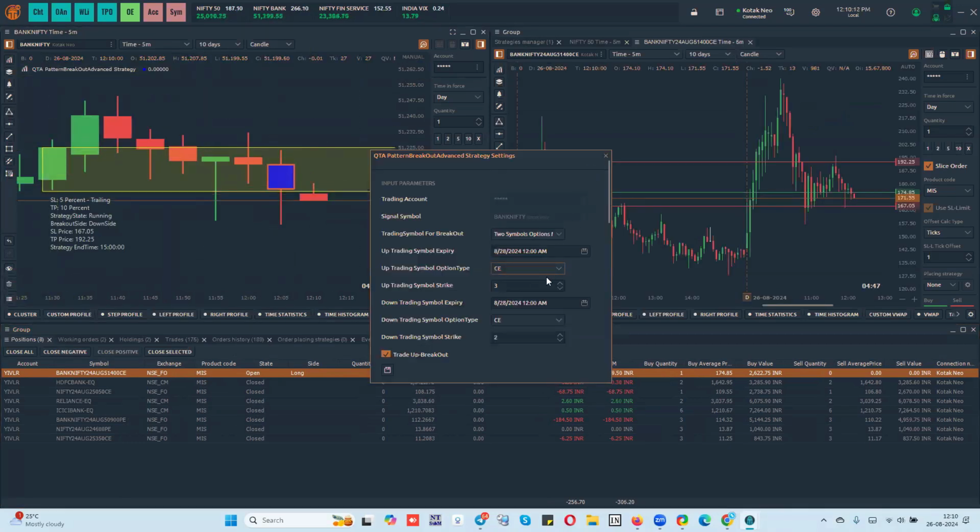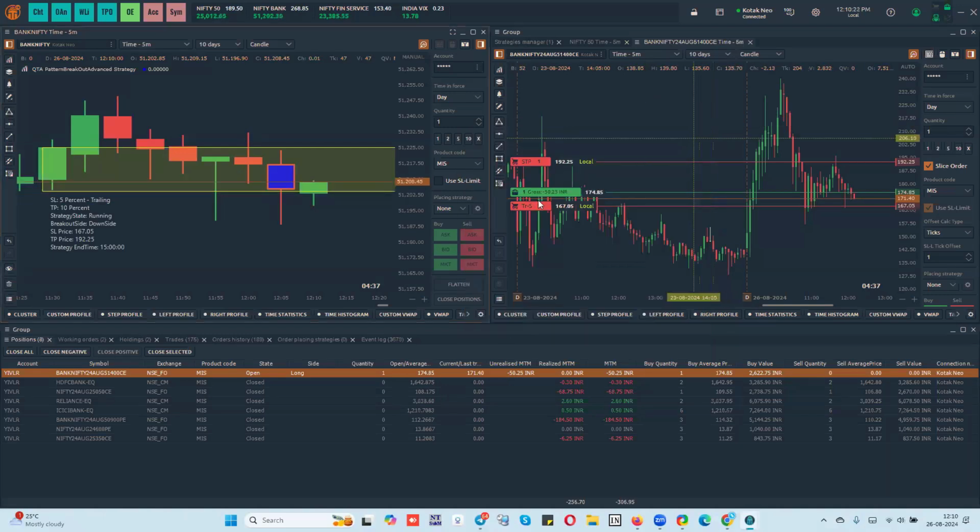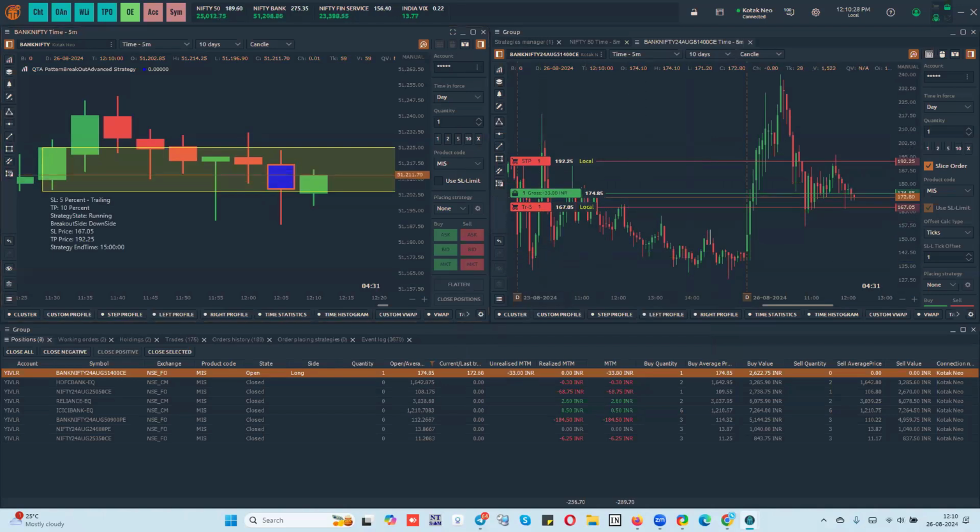Just a second. Yeah, I selected both the sides call option by mistake. So that is the reason it took a trade on call option on a breakout. Ideally, it should have been put option. But yes, the strategy is working and it has already placed the stop loss take profit here. So if you have any questions, you can raise your hand and I will answer them.